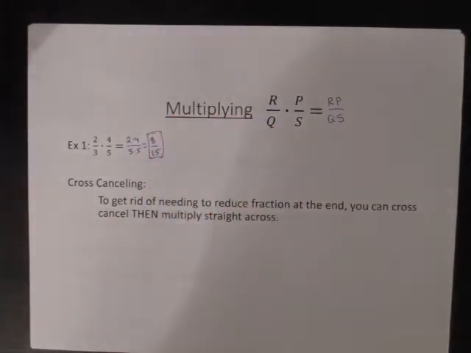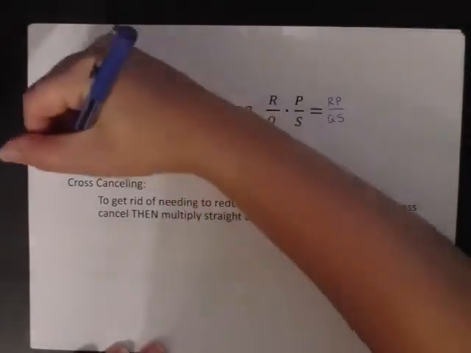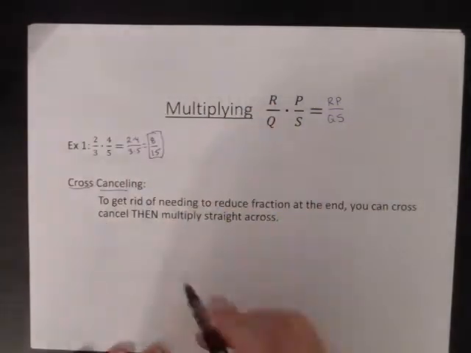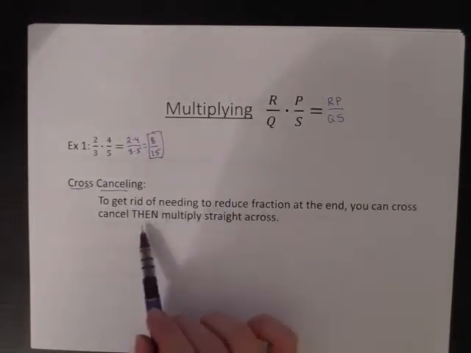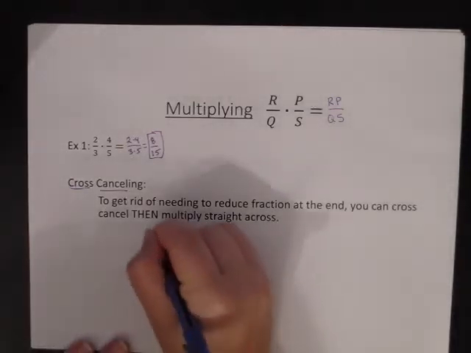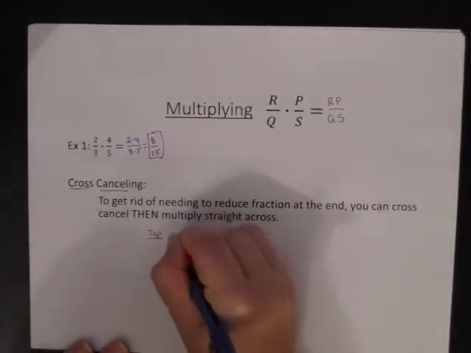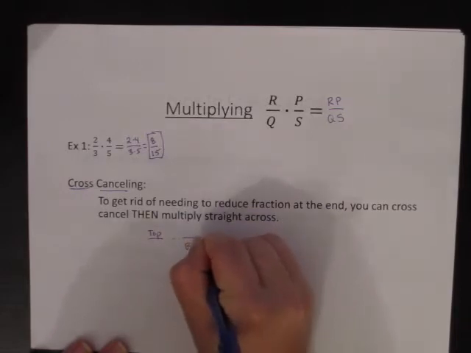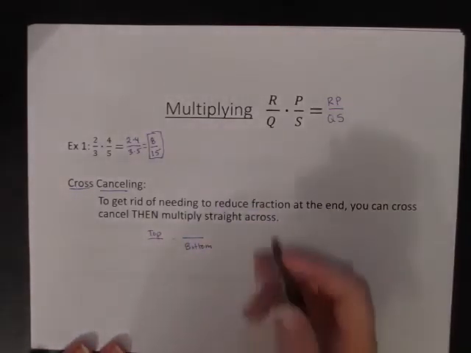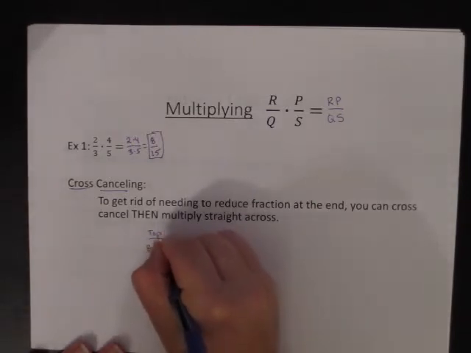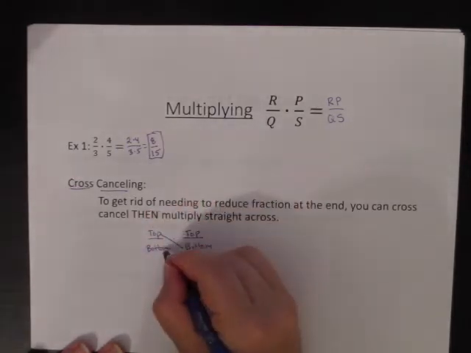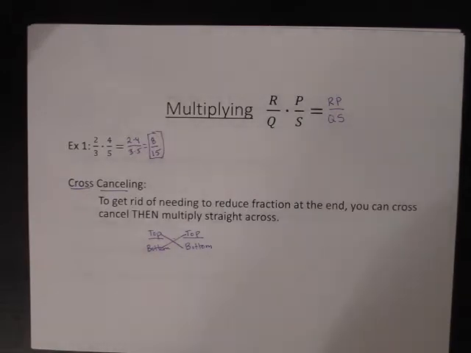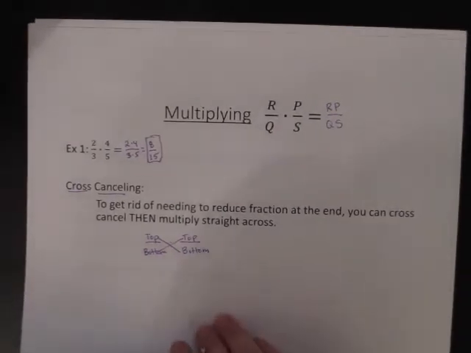So one technique that you can use when you are multiplying fractions or rational expressions is cross-canceling. With cross-canceling, to get rid of the need of reducing a fraction at the end, you can cross-cancel, then multiply straight across. So you go from top to bottom to see if you can cross-cancel, and then you go from bottom to top. Really what you're doing is creating an x, so you're cross-canceling.